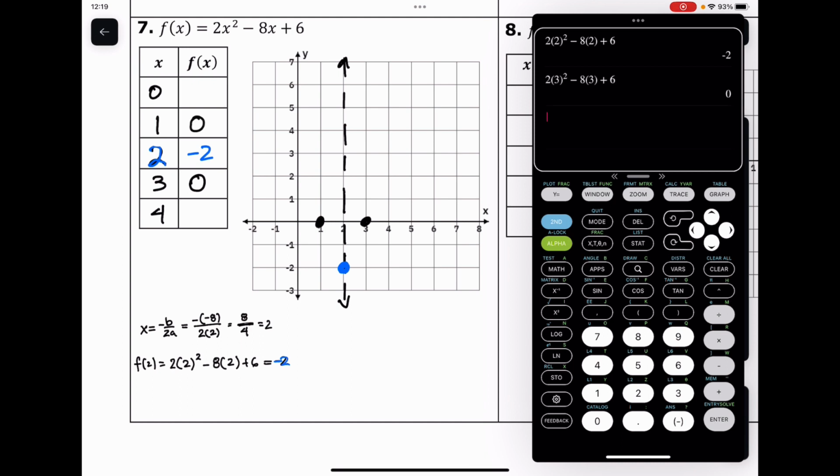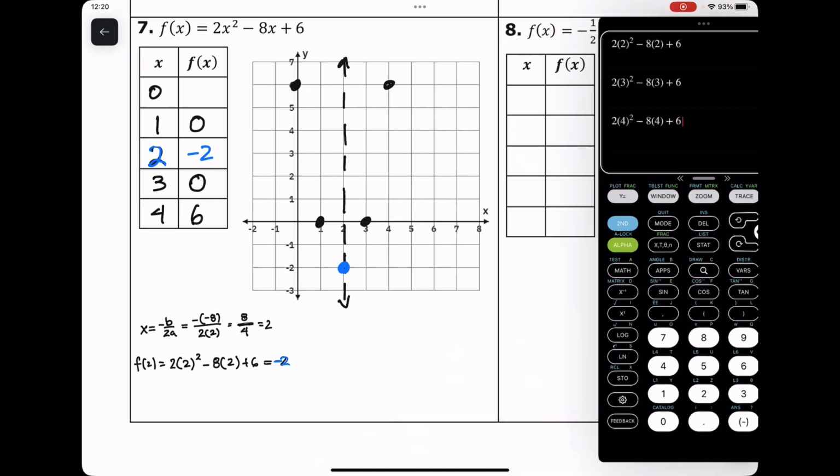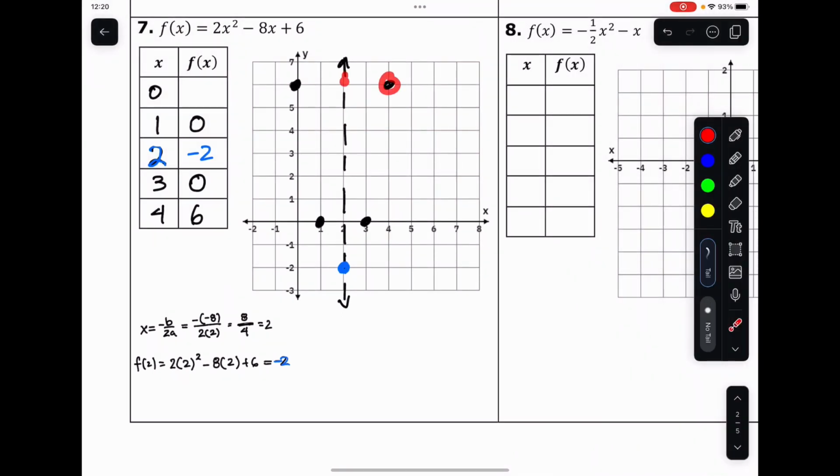Now let's substitute in 4 for the value of x. So 2 times 4 squared minus 8 times 4 plus 6. And that value is going to be 6. So at 4, our y value is 6. And again, in order to preserve symmetry, since this point here is 2 units from our center to the right, then 2 units from the center to the left has to be another point. And that point right there is 0, 6.